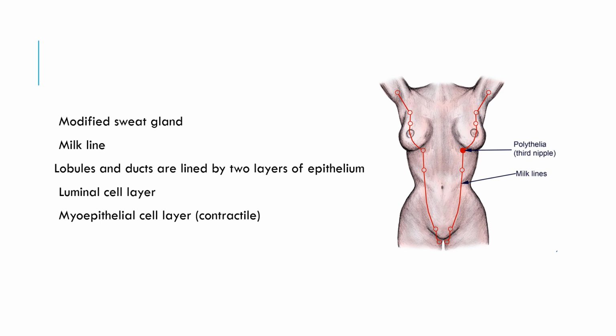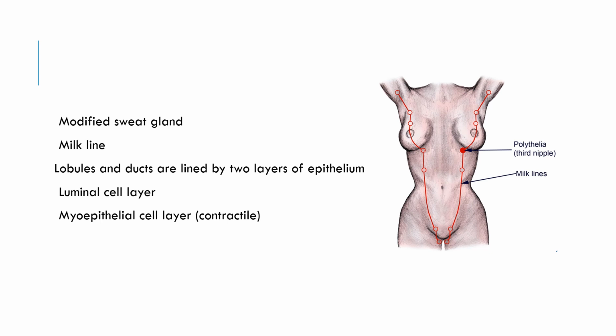So the breast is a modified sweat gland and it develops along the milk line. This is what the milk line is, and it can develop anywhere along the milk line. So along the milk line you can also see some accessory breast tissue or accessory nipple. When there are more than the usual two nipples, it's called polythelia. Okay, and it happens along the milk line.